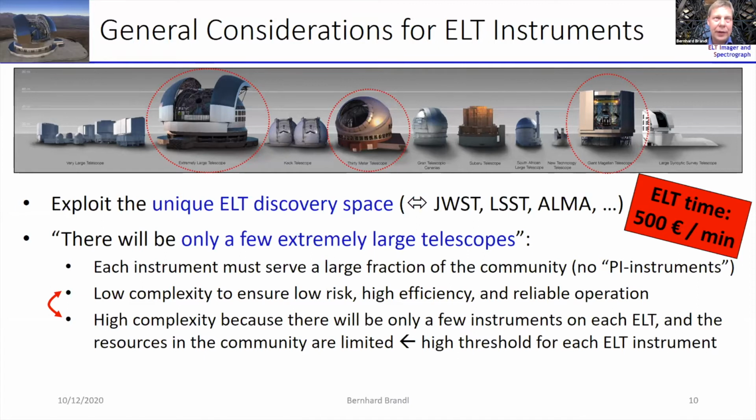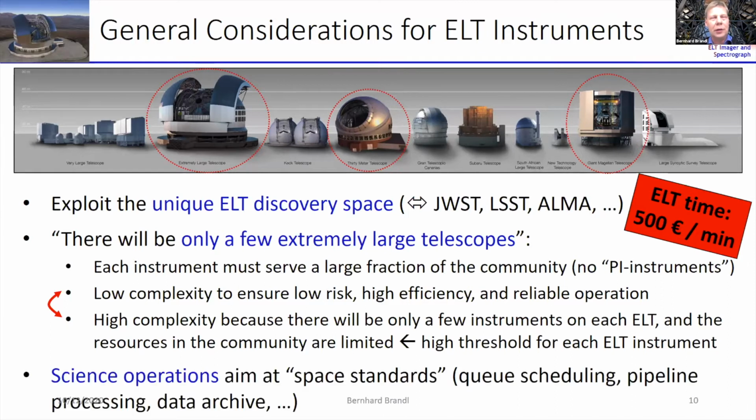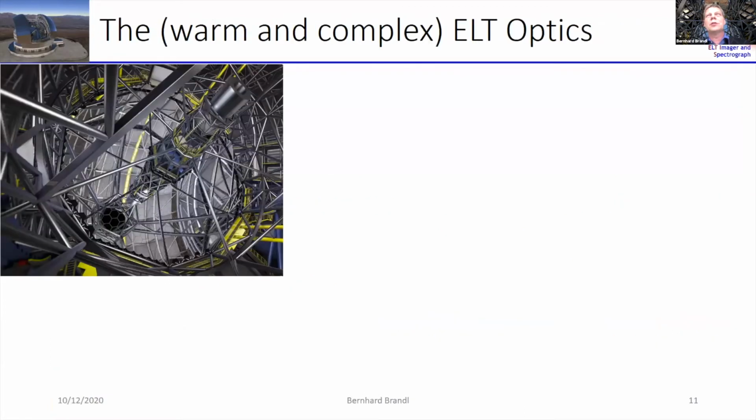It automatically leads then to the fact that you need a large consortium, a large team. You build only a few instruments, and necessarily the instruments will be very complex. So these are clearly two conflicting requirements. And then, of course, if you have expensive observing time, you want to sort of achieve space standards in terms of queue scheduling, pipeline processing. The data archive should be accessible to everyone and of interest to everyone, not just the observer, him or herself. So on. So these are general considerations.